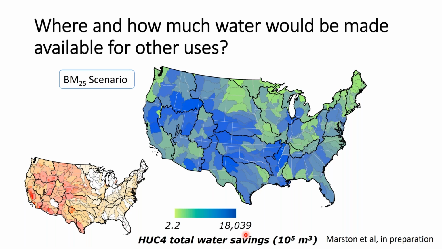And that water can be reallocated to growing demands, new demands, but also environmental flows and the like across much of the West and elsewhere within the United States.